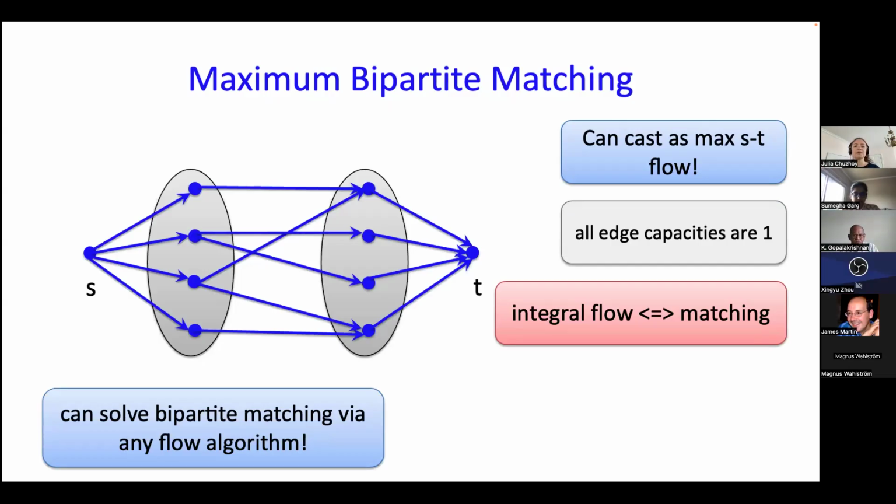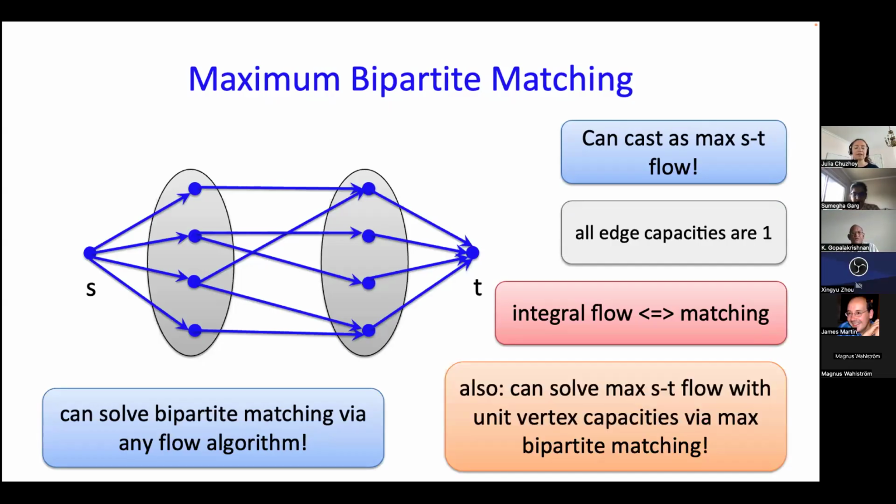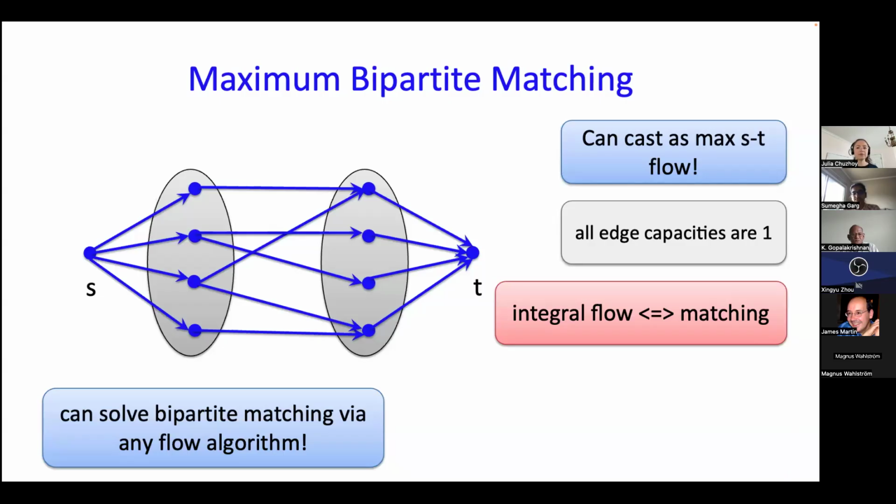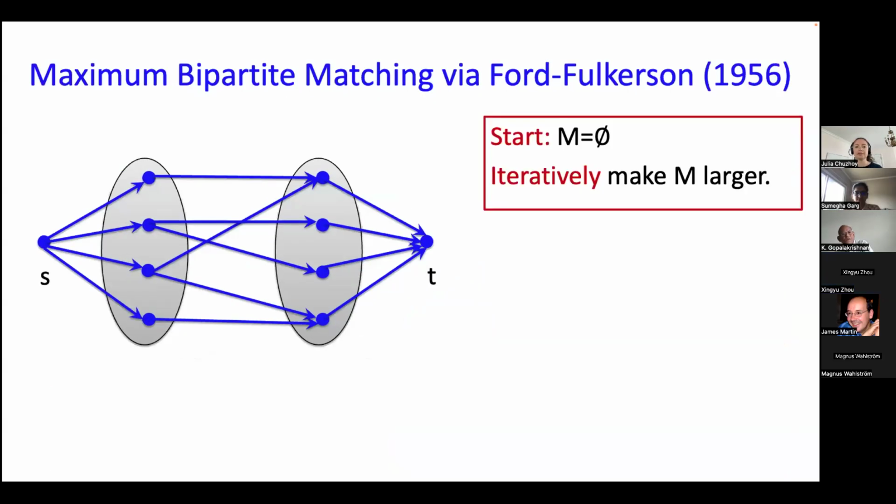A little bit less well-known fact is that there is actually a reduction in the other direction. If you have an algorithm for bipartite matching, you can actually use it to solve maximum ST flow in directed graphs with unit vertex capacities. But in any case, it's the first direction that's important for us. So we can use any max flow algorithm to solve the problem. For example, we can do Ford-Fulkerson.